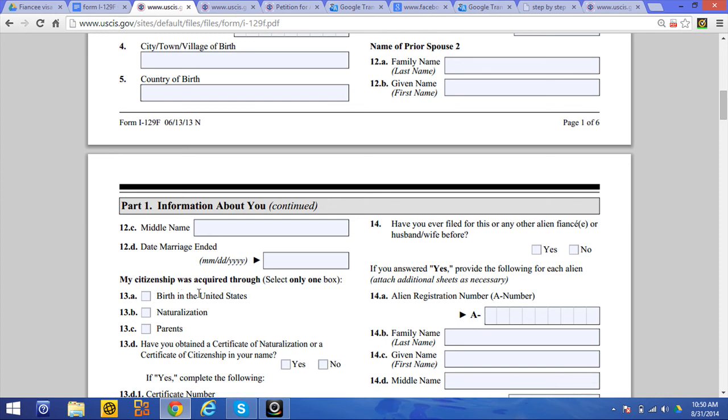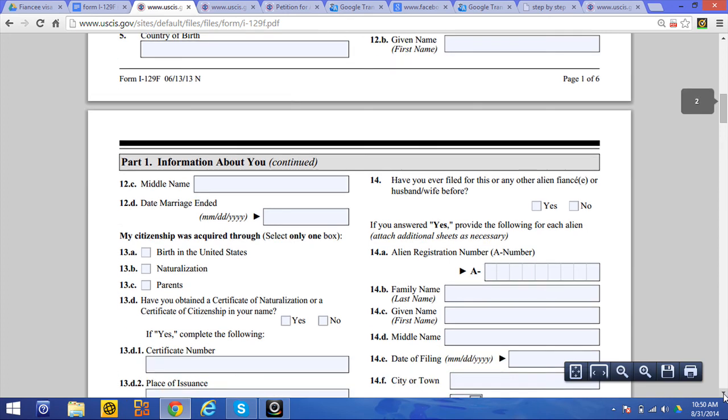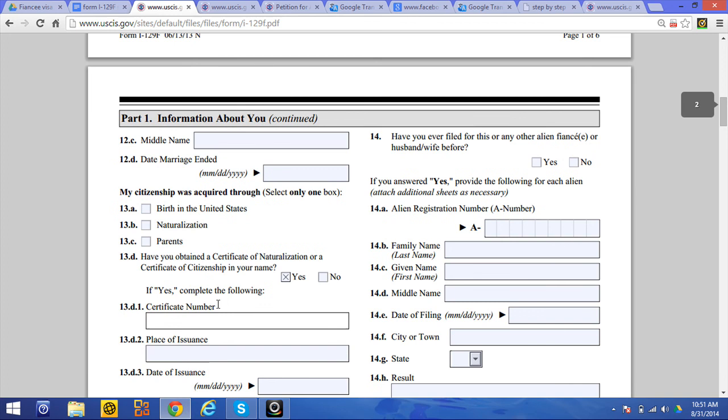Question 13, citizenship. They want to know if you are a citizen. There are three ways you can be a citizen: by birth, when you're born in the USA, by naturalization, or through a parent. If you obtained a certificate of naturalization or certificate of citizenship, you will click yes, and then you will put the certificate number. Normally the certificate number will be at the top right hand. Put the certificate number, the place of issuance, as well as the date of issuance. You will find this information on your citizenship certificate.